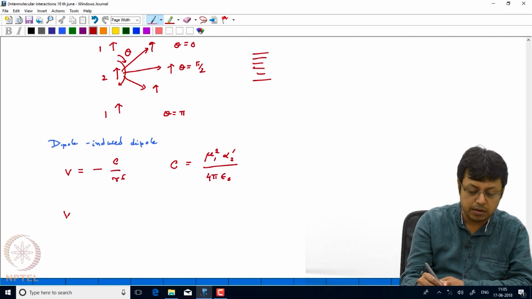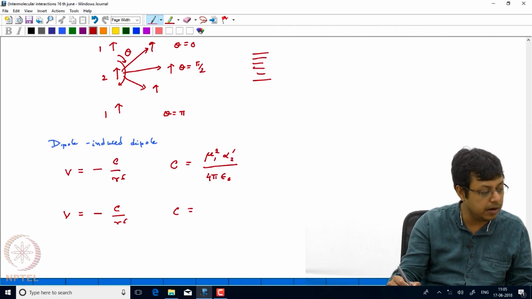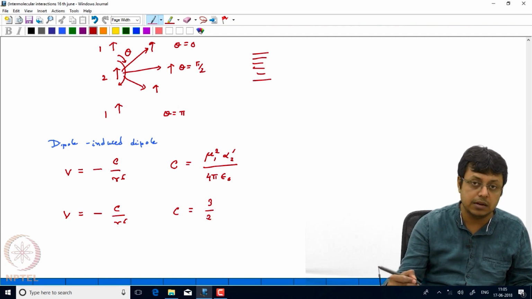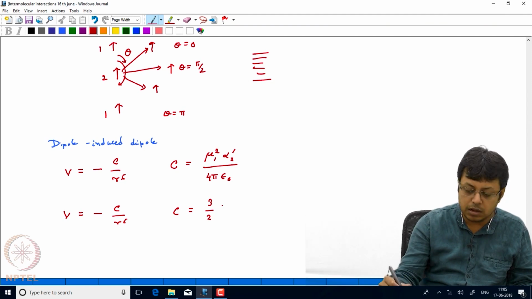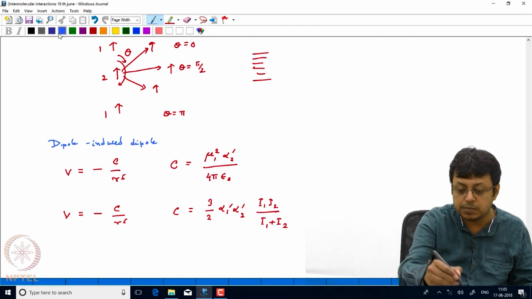also will have the form of minus C by r to the power 6, but of course the form of the C will be very different. In this case there are two polarizabilities, so remember that there is no permanent dipole. One can derive it, and one can show that this is related to the ionization energy of these two molecules, and this equation is known as the London dispersion equation.